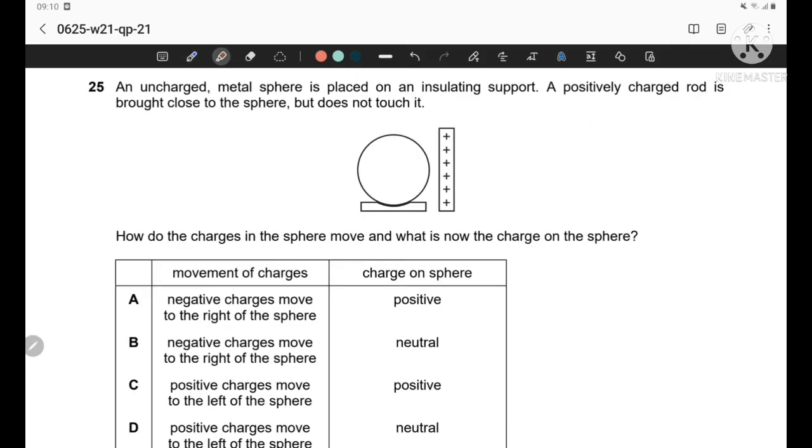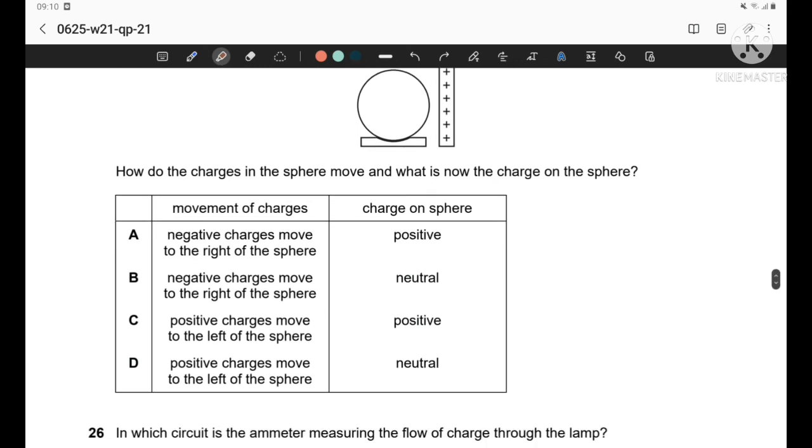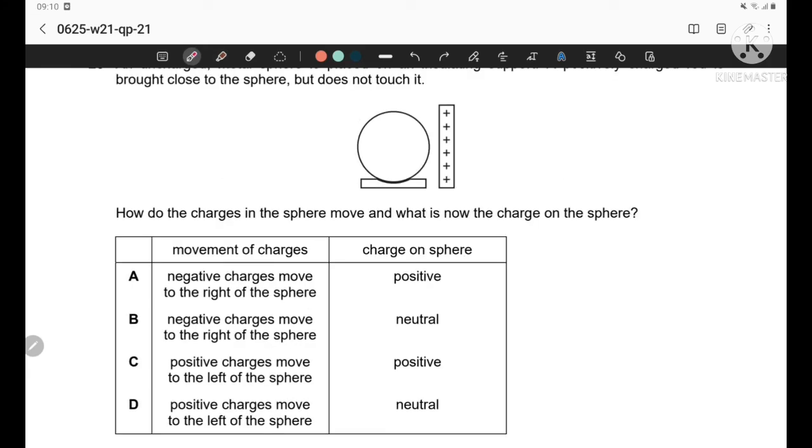Question 25. An uncharged metal sphere is placed on an insulating support. A positively charged rod is brought close to the sphere but does not touch it. How do the charges in the sphere move, and what is now the charge on the sphere? So here we can see, as opposite charges attract, the negative charges will accumulate at the right side of the sphere because they will be attracted to the rod which is positively charged. So the other side will become positive.